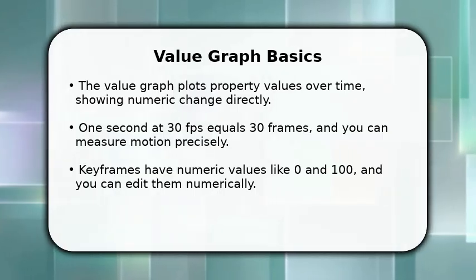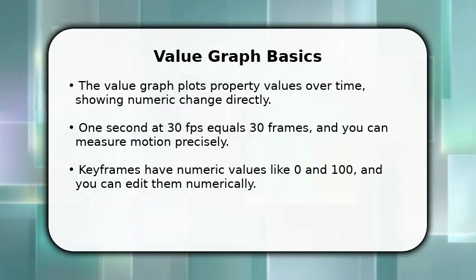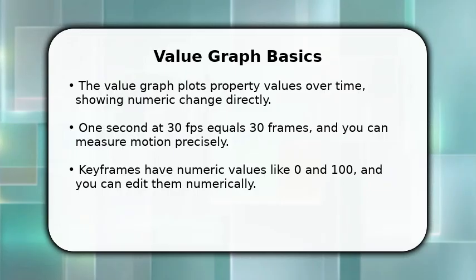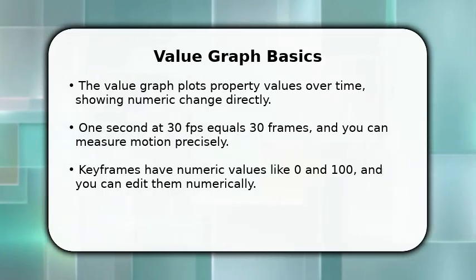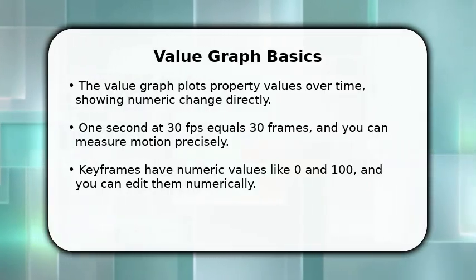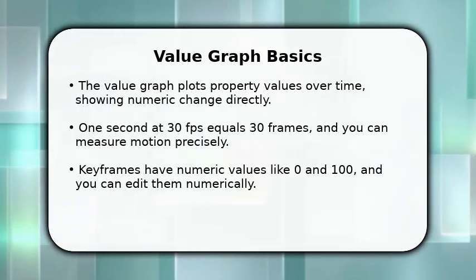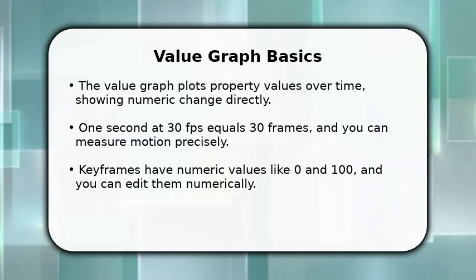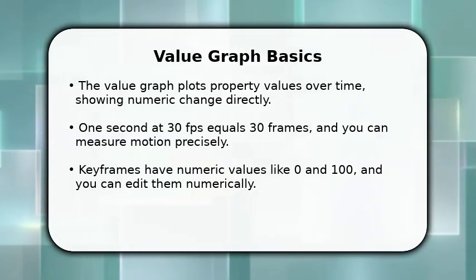The value graph plots property values over time, showing numeric change directly. Use it when you need precise control over motion or opacity. 1 second at 30 FPS equals 30 frames, and you can measure motion precisely. Keyframes have numeric values like 0 and 100, and you can edit them numerically.